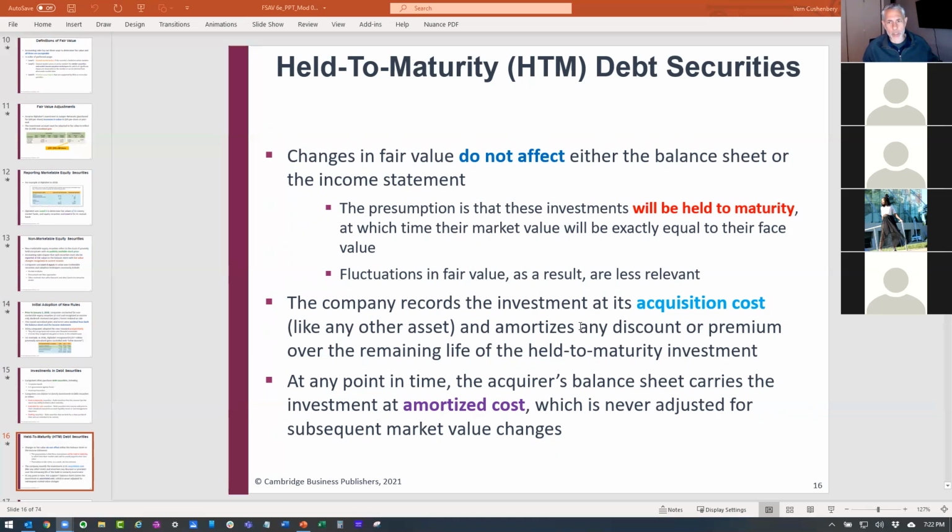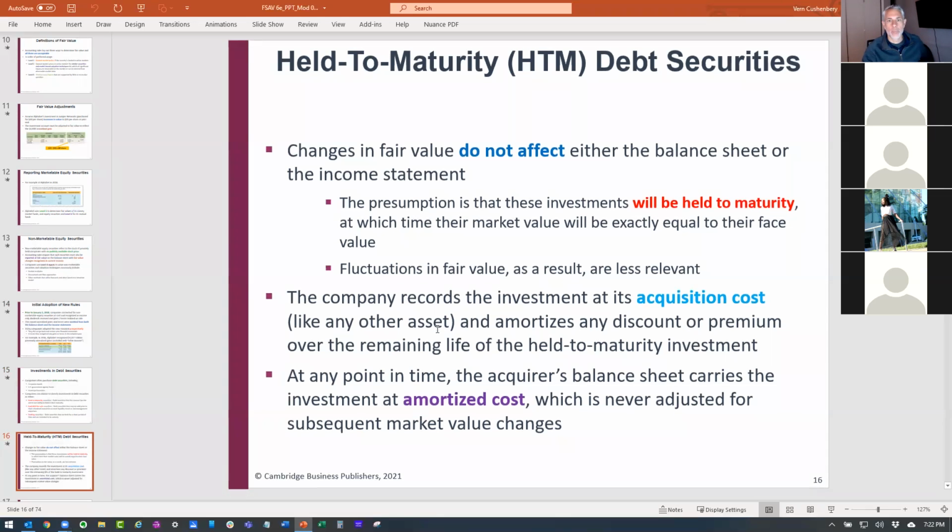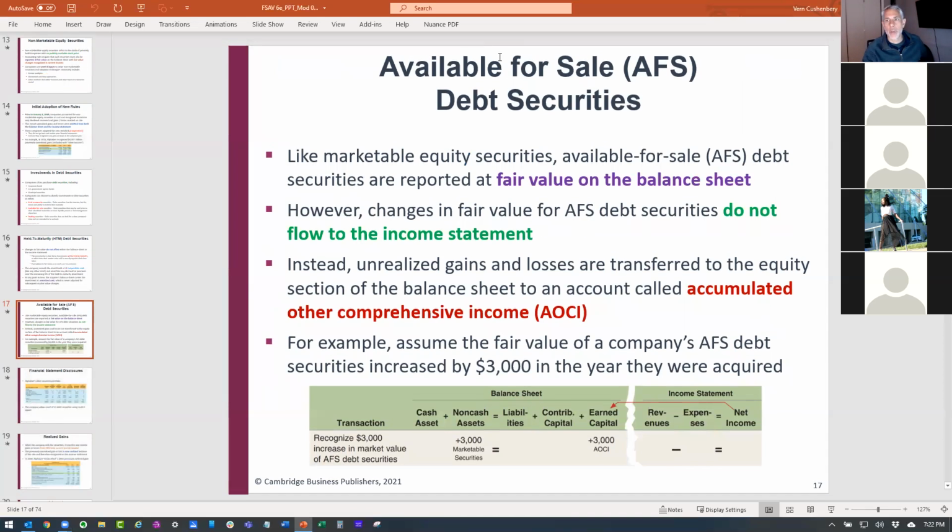All those fluctuations in fair value from quarter to quarter are just going to be ignored. Now, when we have an available for sale security, all those fluctuations in fair value are going to be recorded very similarly to the way that we just recorded changes in fair value for equities, only we're not going to book an unrecognized gain or loss.